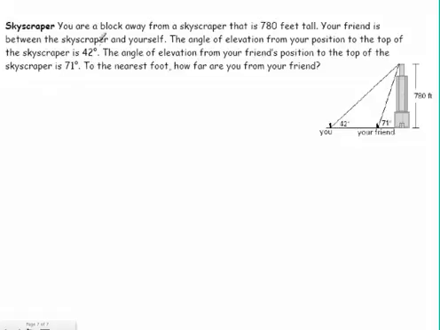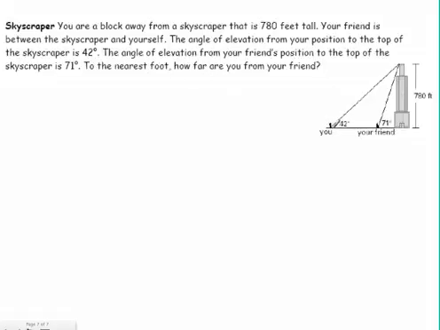It says you are a block away from the skyscraper that is 780 feet tall. Your friend is between the skyscraper and yourself. Somehow the two of you are able to calculate your angle of elevation. It says the angle of elevation from your position to the top of the skyscraper is 42 degrees, and the angle of elevation from your friend's position to the top of the skyscraper is 71 degrees. That's kind of a tough thing to calculate, but I'll go along with it just for fun. To the nearest foot, how far are you from your friend?